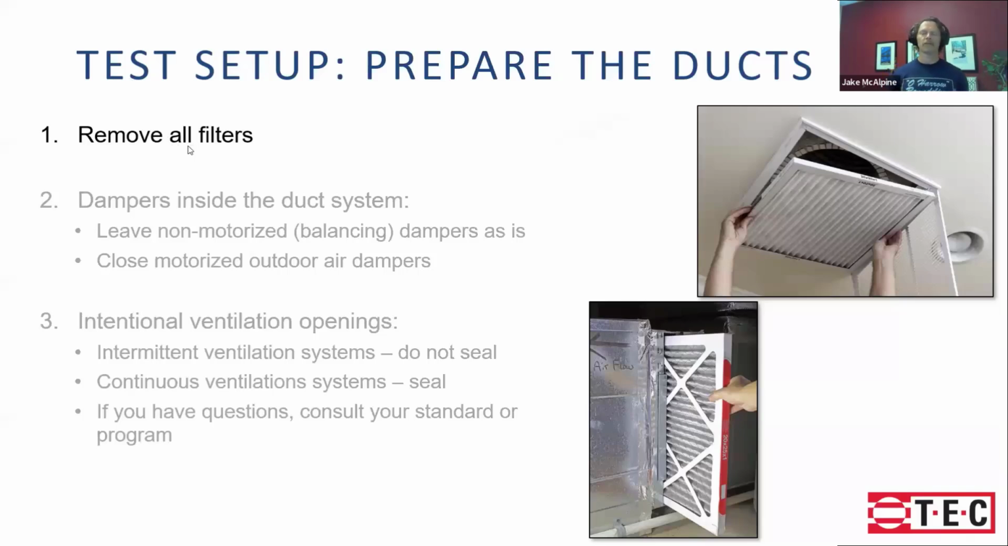Now, in a centrally ducted system, you'll have a filter grill. Sometimes it's on the ceiling, sometimes it's on a wall. You might have some satellite ones that have multiple filters. You need to take all those out of the grills. And then if you have a central return system, make sure that you go to the filter slot and remove the filter there.